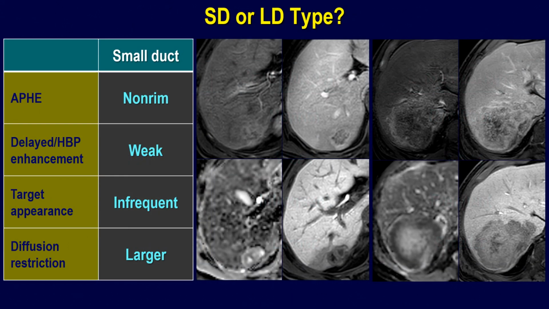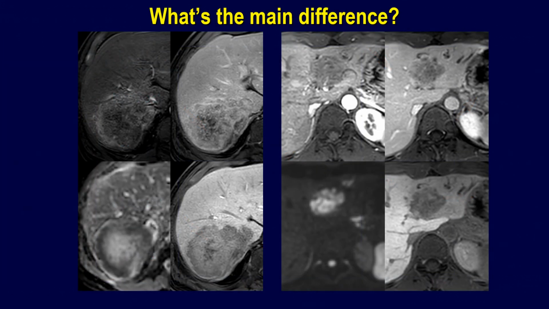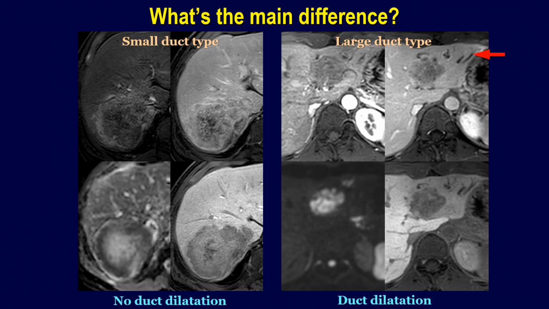However, these differential imaging features mostly overlap with each other. Here we see variable appearance of arterial phase or delayed enhancement, target appearance, or diffusion restriction within the same small duct type. Also, in the same large duct type, those imaging features are not typically representative of one histological type. In my opinion, the main difference between the two types is whether a tumor is associated or not with peritumoral duct dilation.